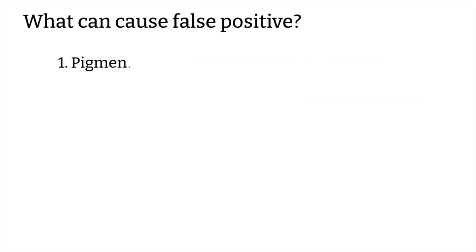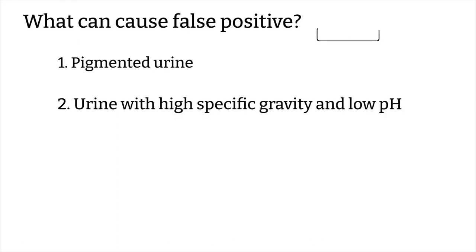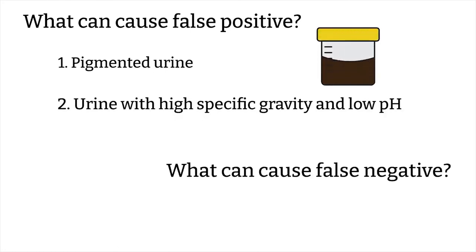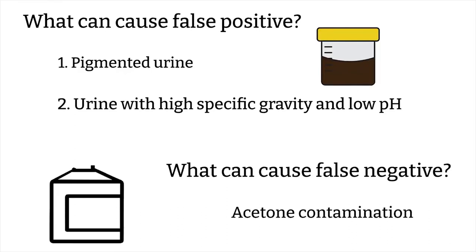For false positive and false negative test results, if the urine is pigmented or has high specific gravity and low pH, these can cause false positive test results. And for false negative test results, if the urine is contaminated with acetone, the acetone can give a false negative test result.